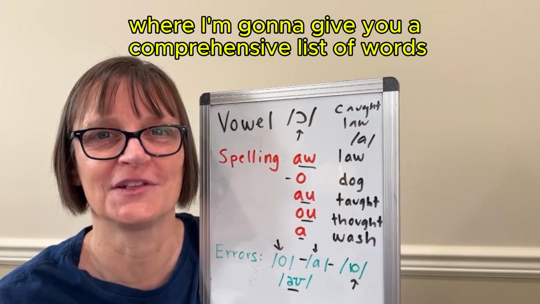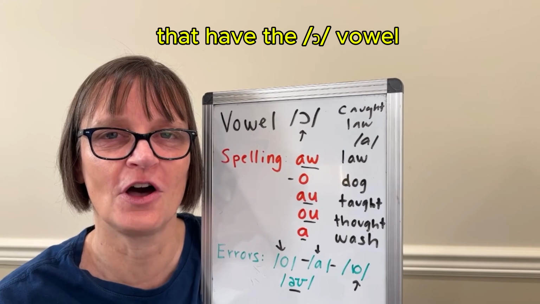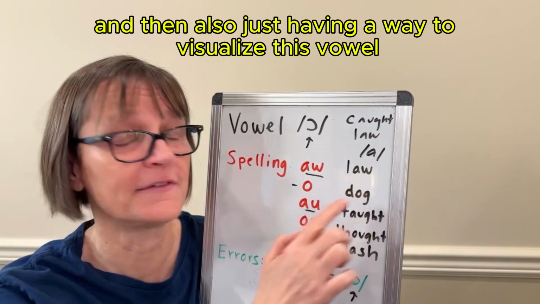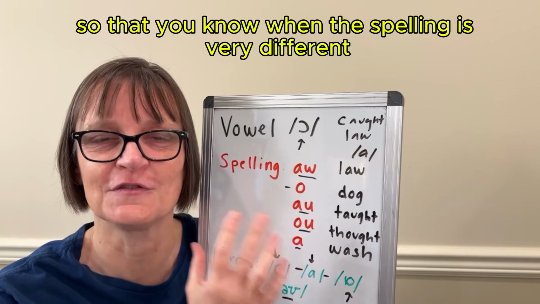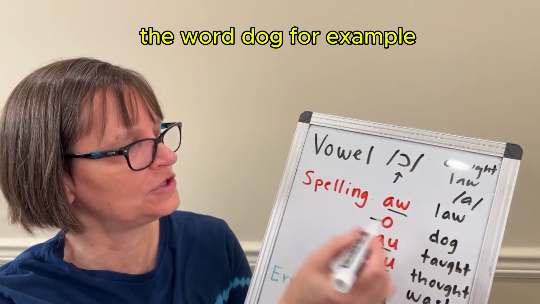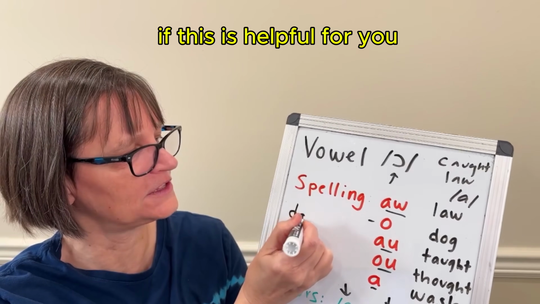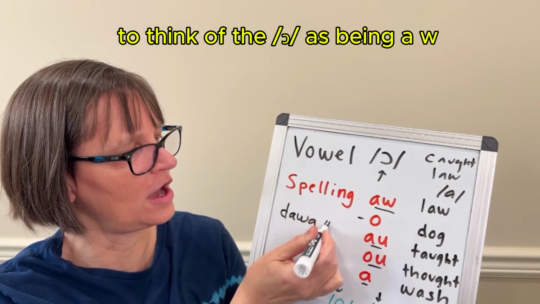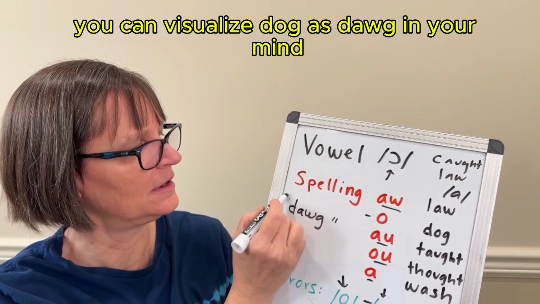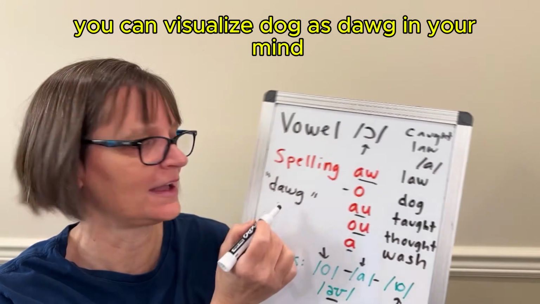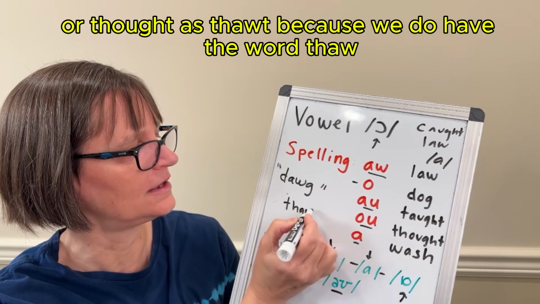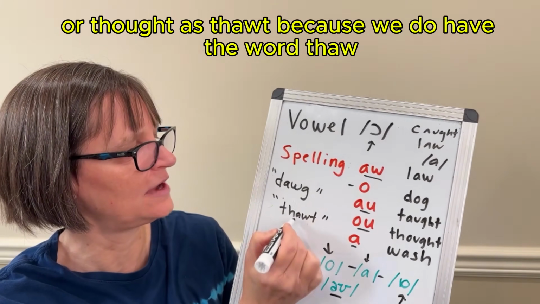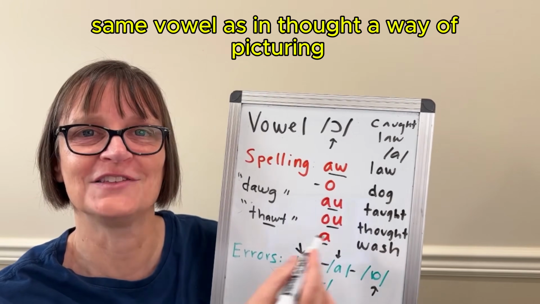I'm going to give you a comprehensive list of words that have the ah vowel, and then also a way to visualize this vowel so that you know when the spelling is very different. You can think about the word dog, for example, if this is helpful for you, to think of the ah as being AW. You can visualize dog as dog in your mind, or thought as thought, because we do have the word thaw, same vowel as in thought.